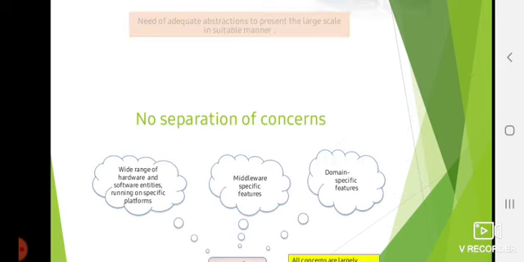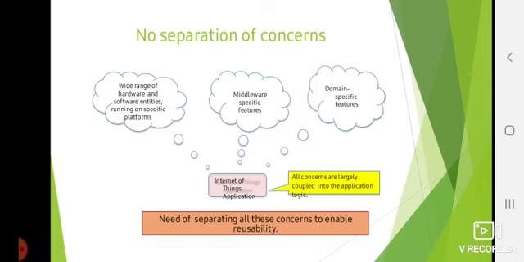Next, we are going to see about the separation of concepts. But in the Internet of Things, we have no separation of concepts. The Internet of Things application development can be classified into three concerns, that is, a wide range of hardware and software entities running on specific platforms, otherwise middleware specific features and domain specific features. But in the case of Internet of Things, all these concerns are largely coupled into the application logic. Need of separating all these concerns to enable the reusability.